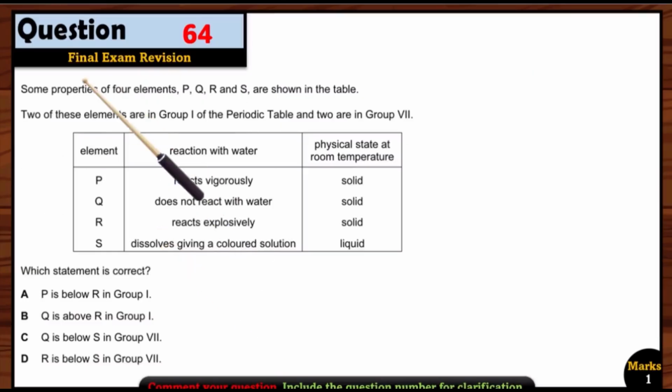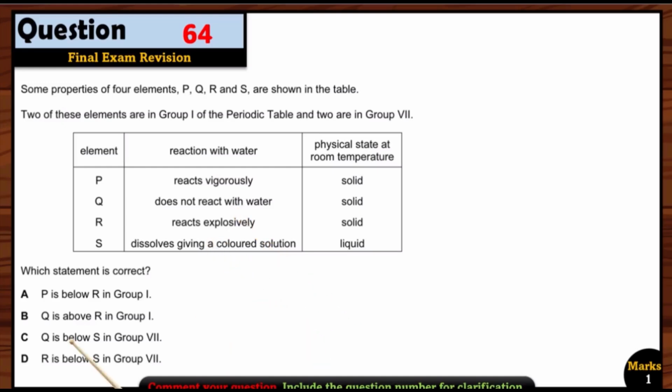Okay, let's see question 64. Some properties of 4 elements P, Q, R, and S are shown in the table. 2 of these elements are in group 1 of the periodic table and 2 are in group 7. So which statement is correct? First of all, we have to find which one of them belongs to group 1 and which one belongs to group 7. Okay, so P reacts vigorously with water. So it means it's a metal and it belongs to group 1. Q does not react with water. So Q is a group 7 element. R reacts explosively. So this one also belongs to group 1. So P and R are actually in group 1.